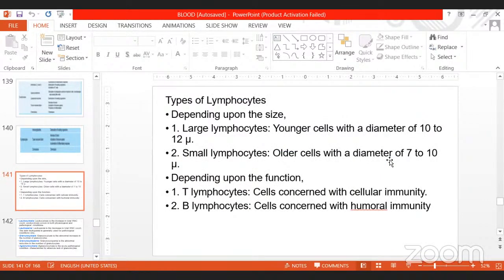According to the size, as I said earlier, the larger lymphocytes are younger cells with a diameter of 10 to 12 microns, and the small lymphocytes are the older cells with a diameter of 7 to 10 microns. And according to function, as we have seen, T lymphocytes are concerned with cellular immunity, and B lymphocytes are concerned with humoral immunity.